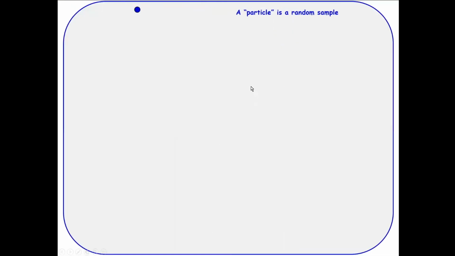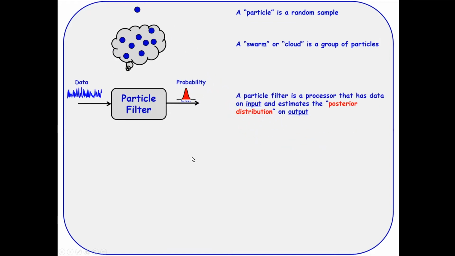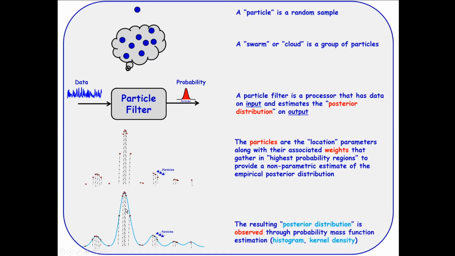So a particle is a random sample. A swarm or a cloud of particles is a group of particles. A particle filter on input takes the data, and on output produces an estimate of the posterior distribution, which we then exploit through inference to pull out the statistics that we're interested in. The particles are the location parameters. They're the x-axis. Think of a histogram again. They're the x-axis of the plot, and they're the location parameters along with their associated weights that gather in the highest regions of probability.